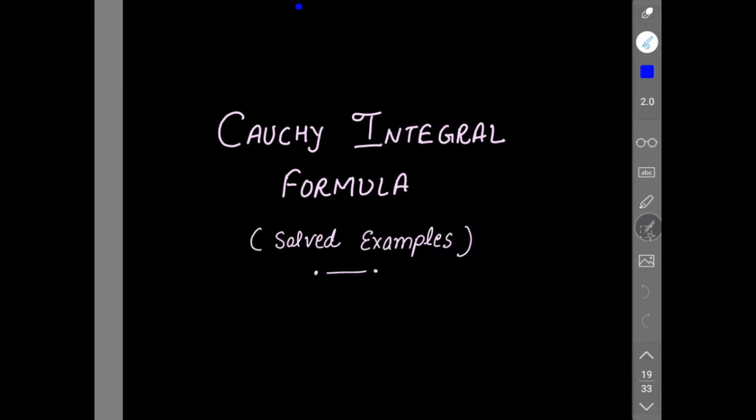Hello guys, today we are going to start solved examples on Cauchy integral formula.